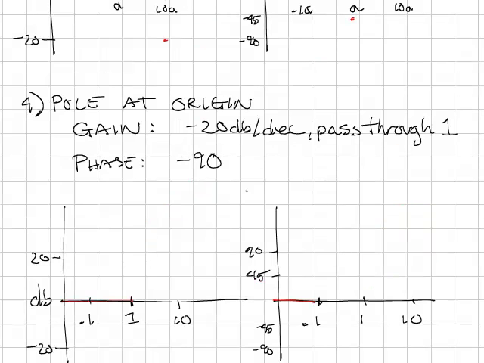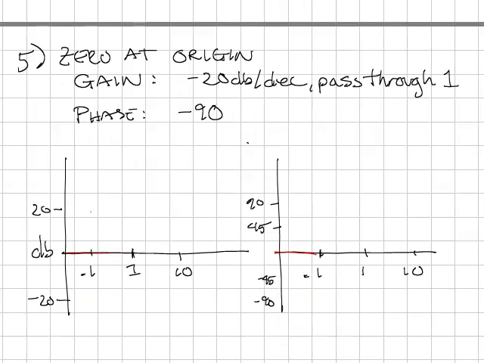A pole at the origin has a gain of minus 20 dB per decade and passes through the 1 frequency point. So it looks like this. Here's 1, and it's 20 dB per decade. It's just a line that goes like that. The phase is constant, minus 90 degrees. A 0 at the origin has a gain of plus 20 dB per decade and passes through frequency 1 radian per second with a phase of constant plus 90 degrees. So here's 1 radian per second. So this is a 0 at the origin in the gain, and the phase looks like that.